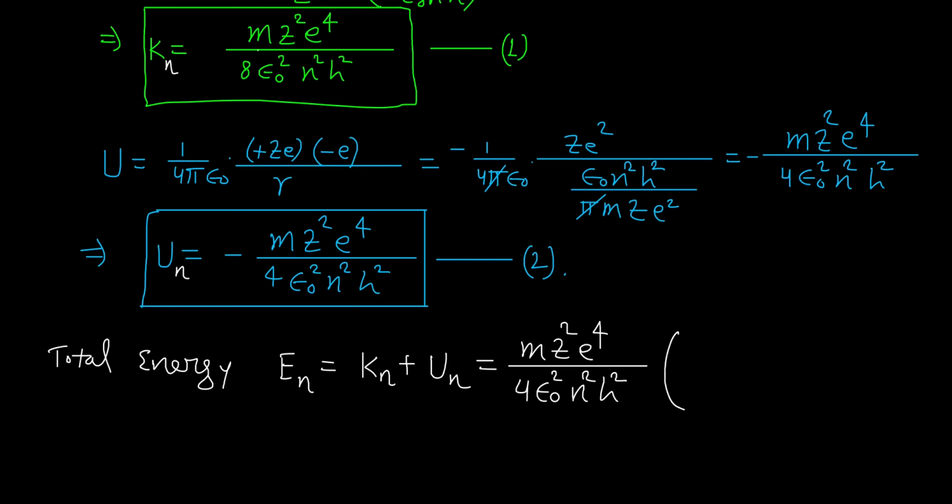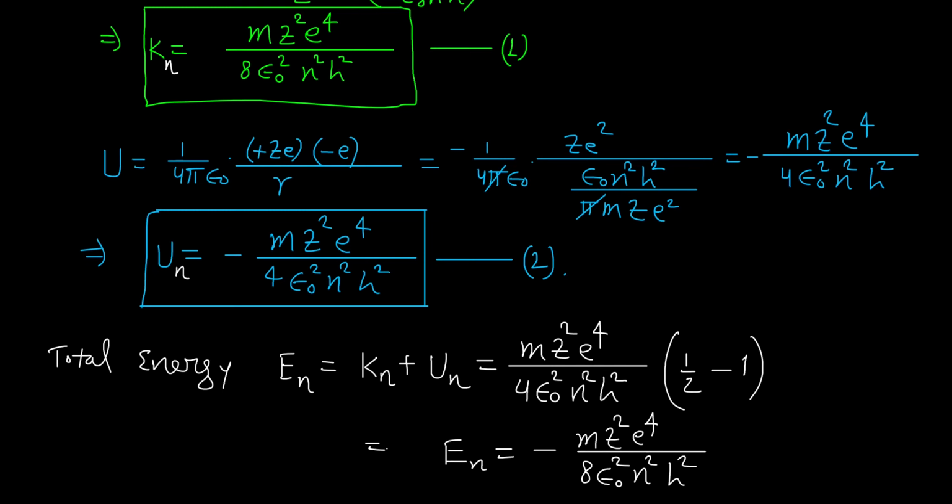1/2 here because it is 8, and minus 1 in total. So half minus 1 is minus half, and if we multiply the outside term with minus half, it becomes minus mZ² e⁴ divided by 2 into 4, which is 8 ε₀² n² h². This is the total energy En of the electron in the nth orbit.